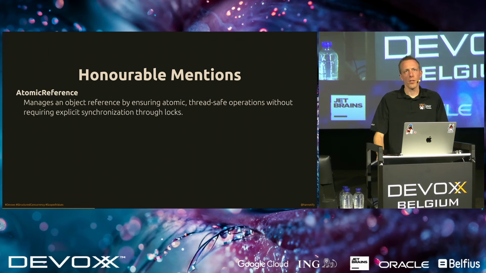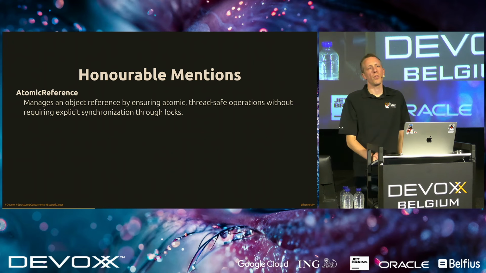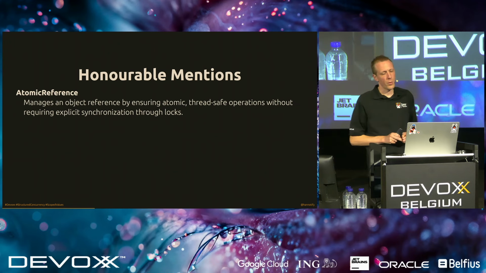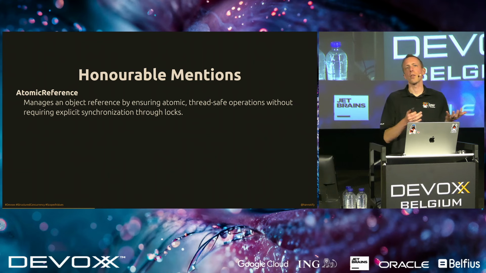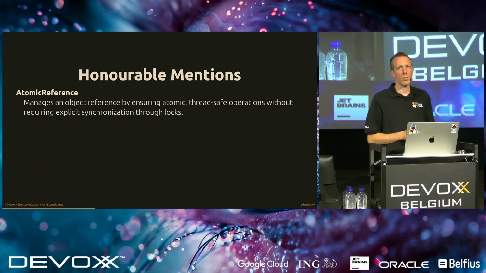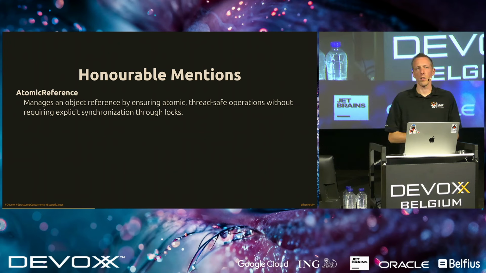We've used an atomic integer just now. There are all kinds of atomic implementations for Booleans and other data types, but you can also define a generic atomic reference that manages an object reference of your choice, ensuring atomic thread-safe operations. So if your concurrency problem is limited to just one single field, this could be a good choice, and you wouldn't necessarily need locks here.